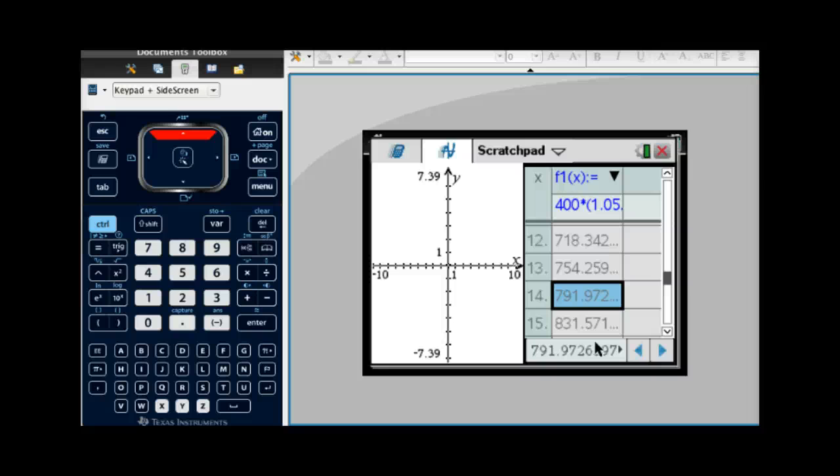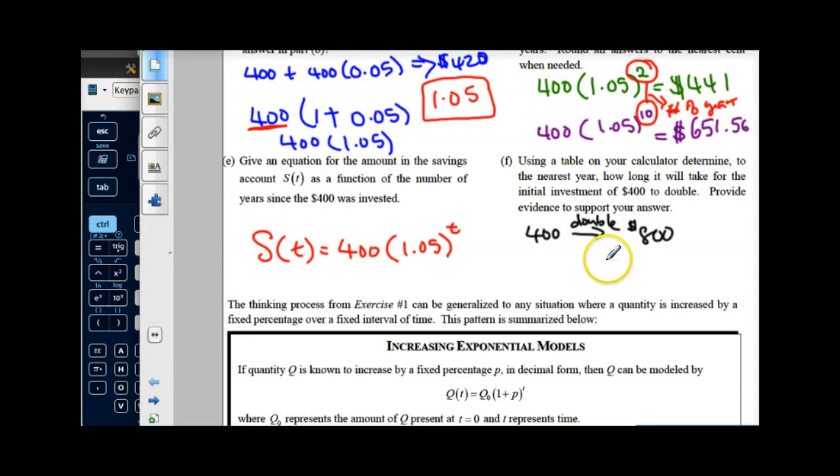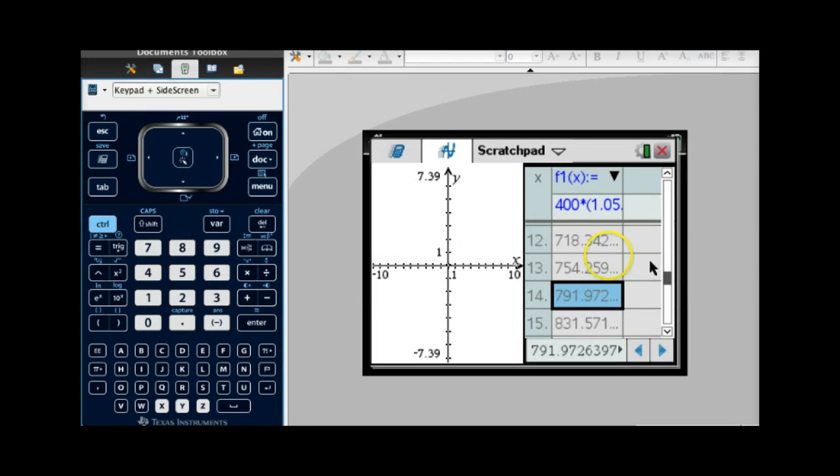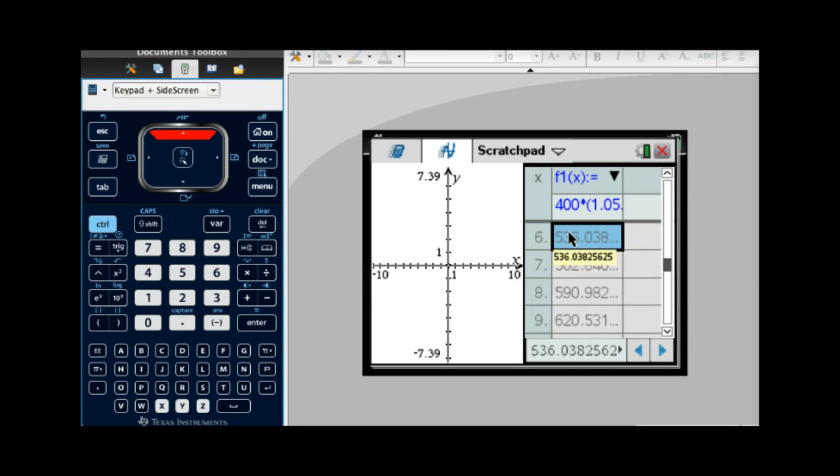So when is this going to be double? That's what the question is asking me for. It's going to be double sometime in the 14th year. So it'll take 14 years for this $400 to become 800. And all I did was enter the function, go to my table at 400.